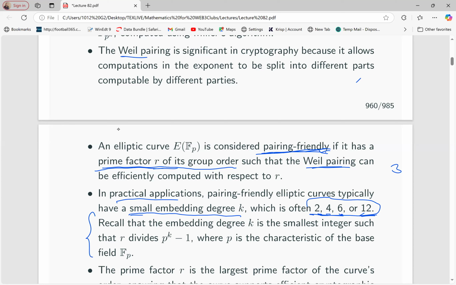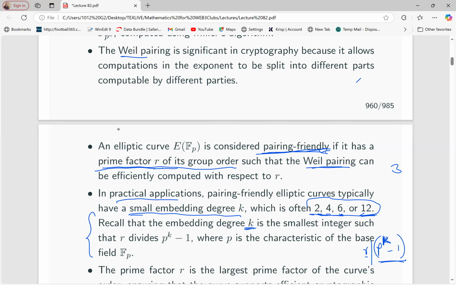Recall how we get the embedding degree, and of course, we've done this several times. The embedding degree has always been the smallest integer k that enables R to divide p raised to k minus 1. That smallest k that makes it possible for R to divide this is what we call the embedding degree.